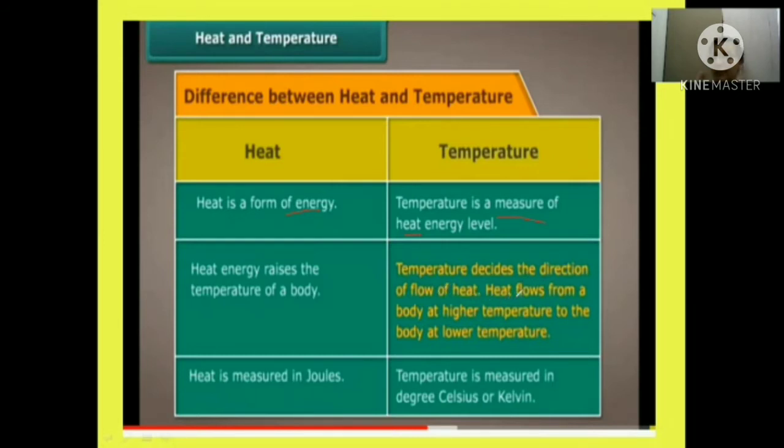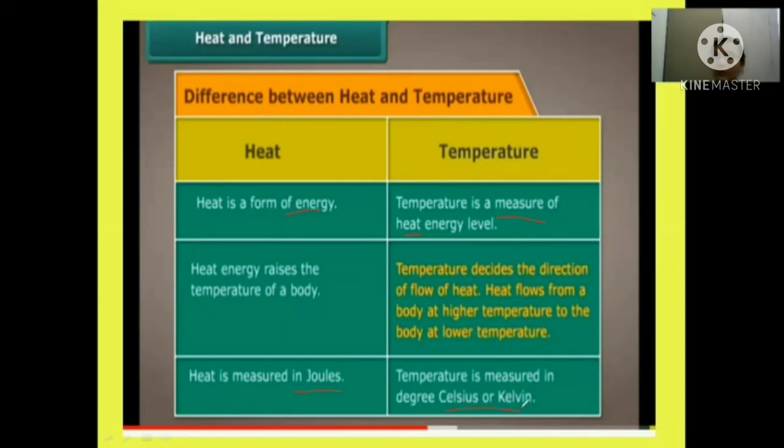Okay. Temperature क्या बताता है हमें? Temperature tells us in which direction heat will flow. As you know, it always flows from higher to lower. Now, heat is measured in joule. What is the unit we use to measure heat? That is joule. While for measuring temperature, we use Celsius, Kelvin and Fahrenheit.